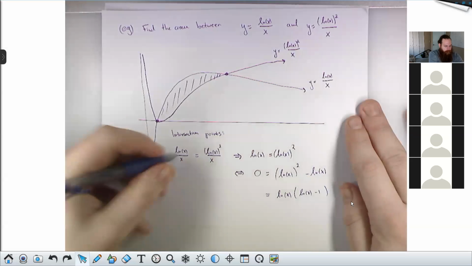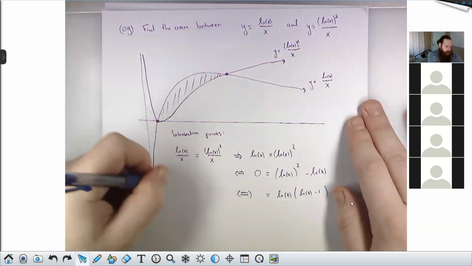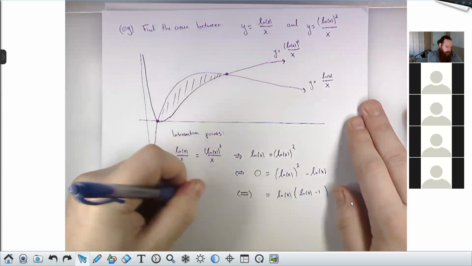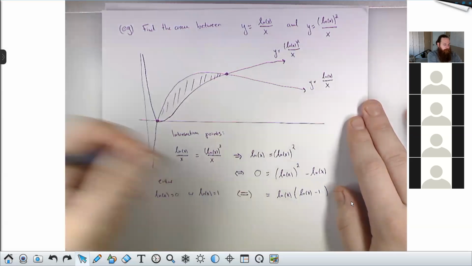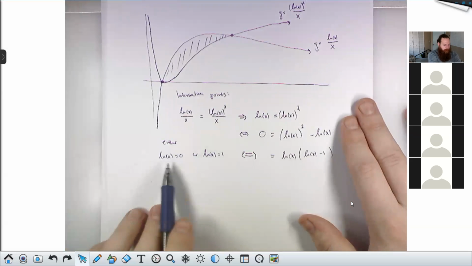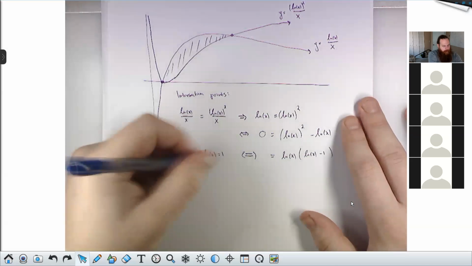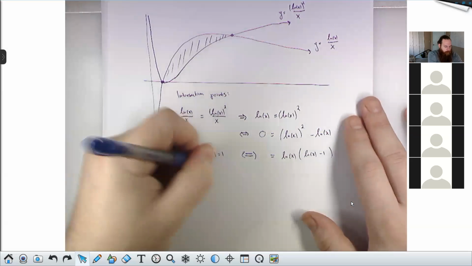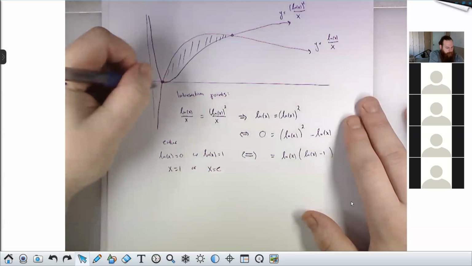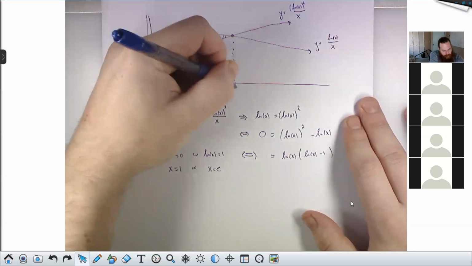So either ln x is equal to 0 or ln x is equal to 1. Ln x is equal to 0 at one place, when x is equal to 1. And ln x is equal to 1 when x is equal to e. So these are our two x values where we intersect: 1 and e.